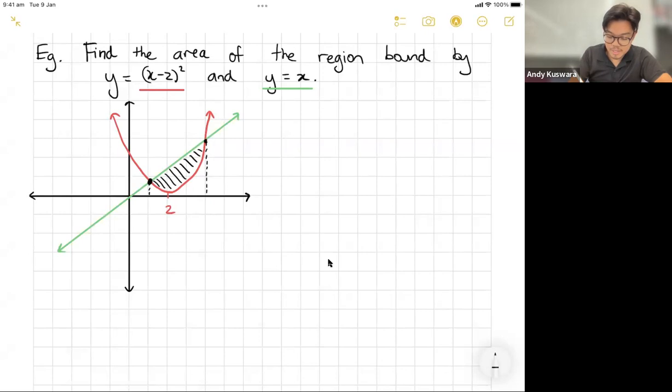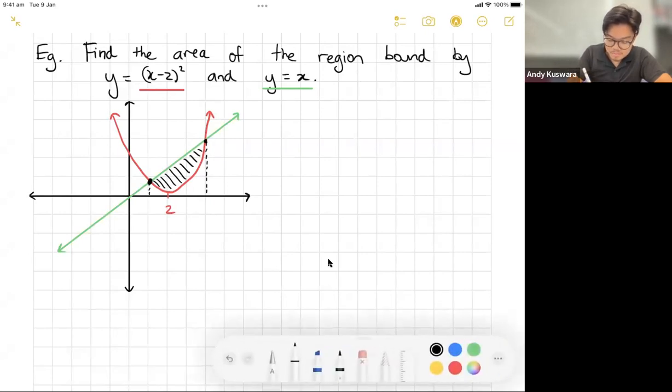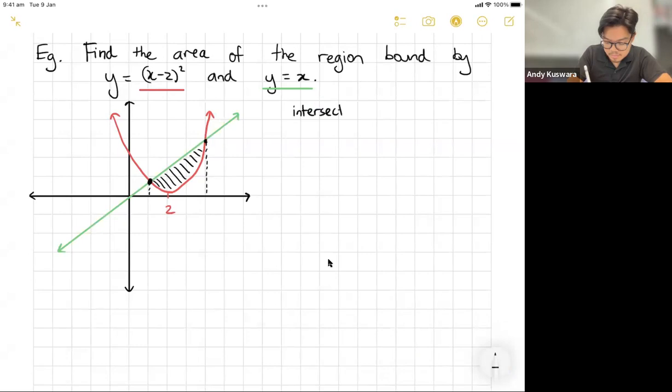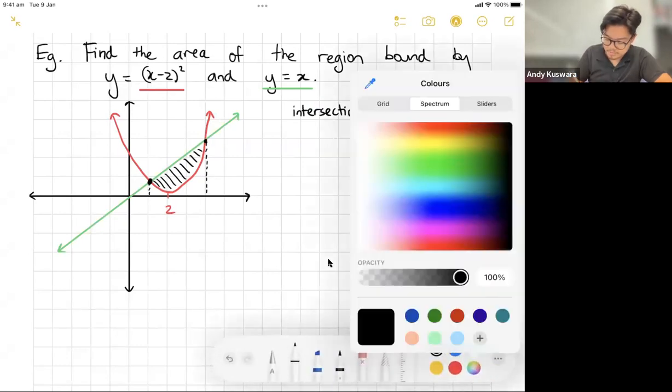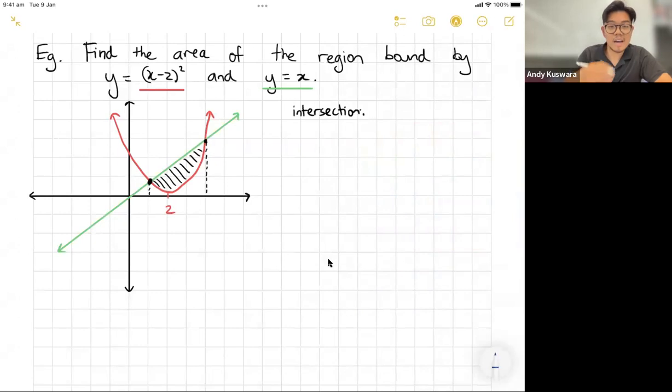So how do I do that? Points of intersection, I'll write this down here, and let's use a different color. How do I find a point of intersection? Well, correct, it's going to be by simultaneous. So they're both equal to y, so I'm just going to let (x minus 2) squared equal x. Now, for me to solve this, I'm going to need to expand everything out. So it's going to be x squared minus 4x plus 4, because it's a perfect square, equals x.